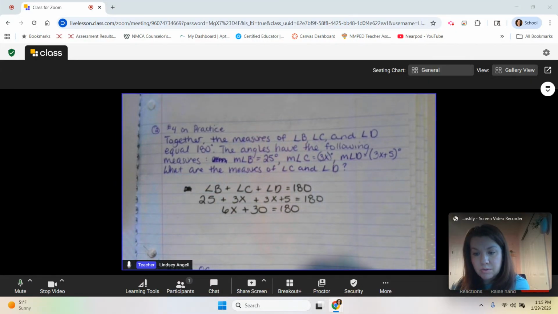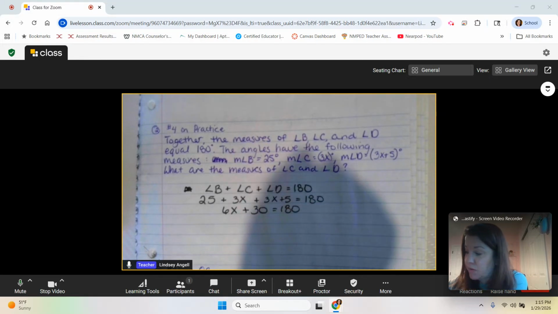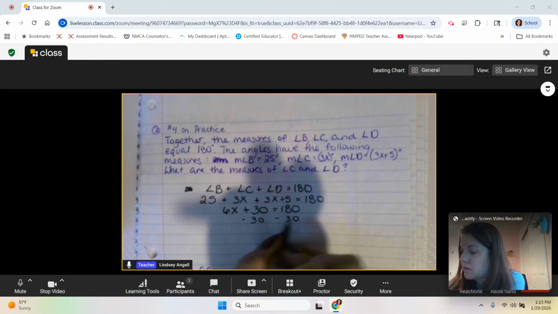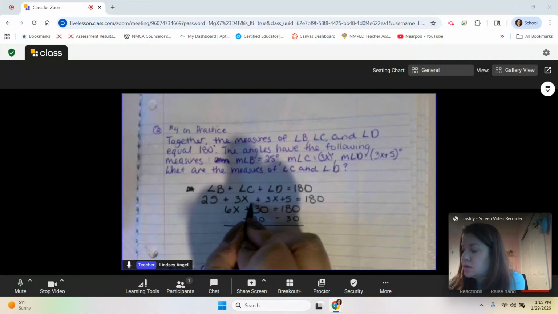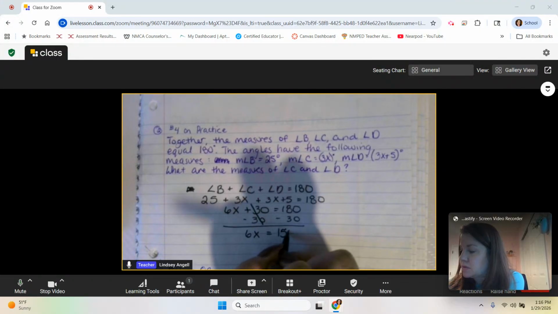And those still equal 180 degrees. Now it's just a two-step equation. We've been dealing with this stuff for quite a while now, right? We can subtract 30 from both sides. Those will cancel over on the left. We're left with 6x equals 150.